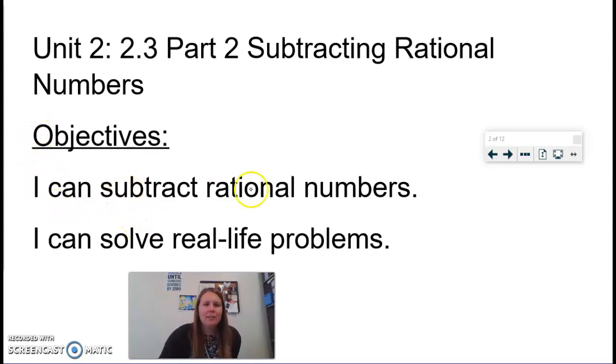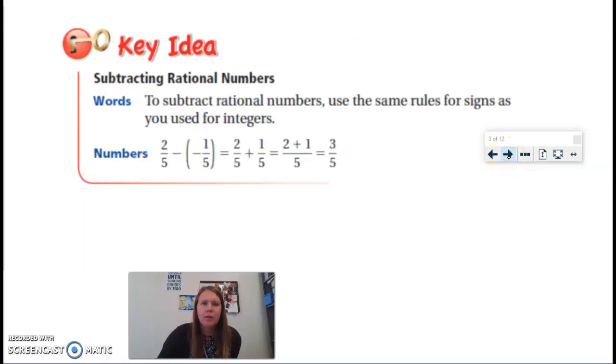So your objectives are: I can subtract rational numbers and I can solve real life problems. So looking ahead at subtracting your rational numbers, to subtract rational numbers, use the same rules for signs as you use for integers. So again, when we subtract negatives, remember that subtracting a negative ends up making it a positive. I'm adding a positive. So we're changing all of our subtraction into adding the opposite.